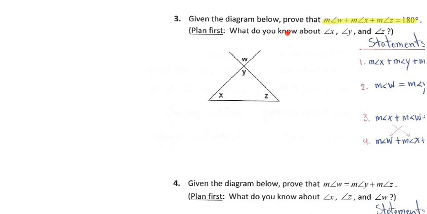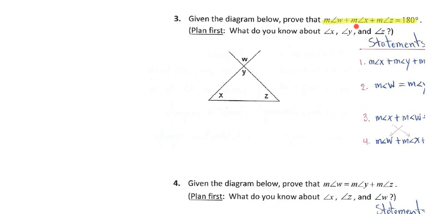What do you know about angle X, angle Y, and angle Z? So angle X, angle Y, and angle Z are the 3 interior angles of the triangle, and we know that the 3 interior angles are 180. So we could actually write that, and notice that the equation that we're going to be writing is very similar to the equation that we want to get at the end. So that's sort of one way to start a proof.